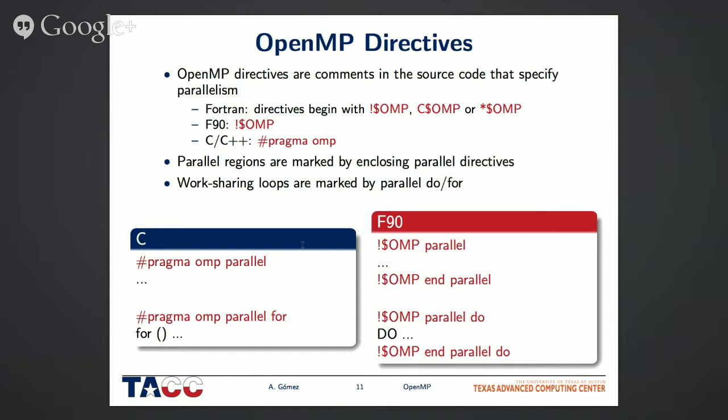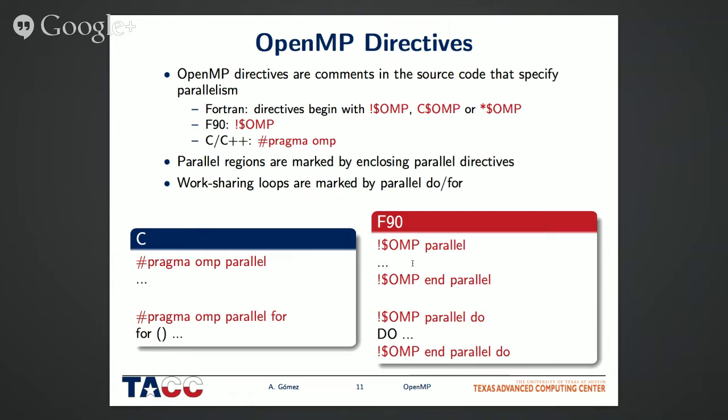So, as you saw, OpenMP directives are just comments in the source code. The compiler will take those comments and say, hey, this comment means that I have to create threads here. Okay, and it will do it. Parallel regions are marked by enclosing parallel directives. This is clearer in Fortran than it is in C.